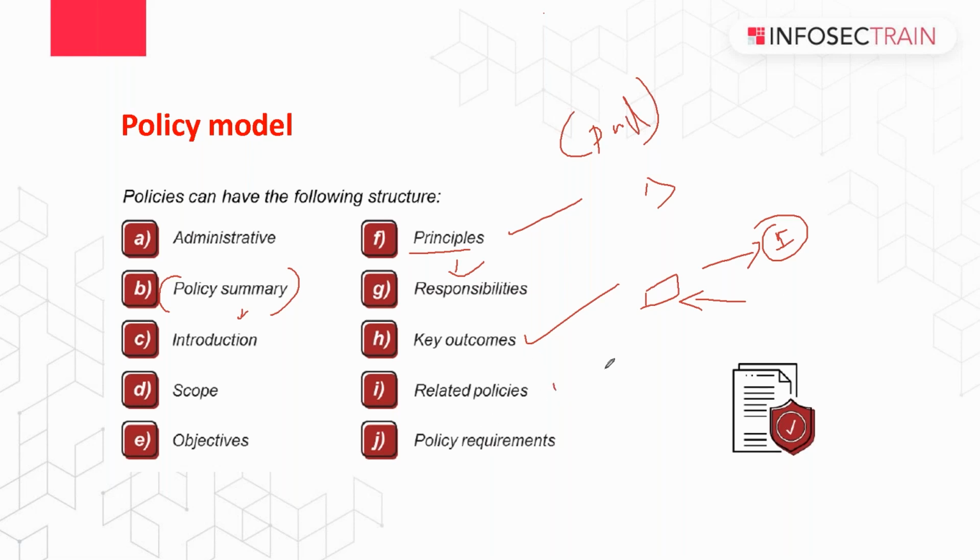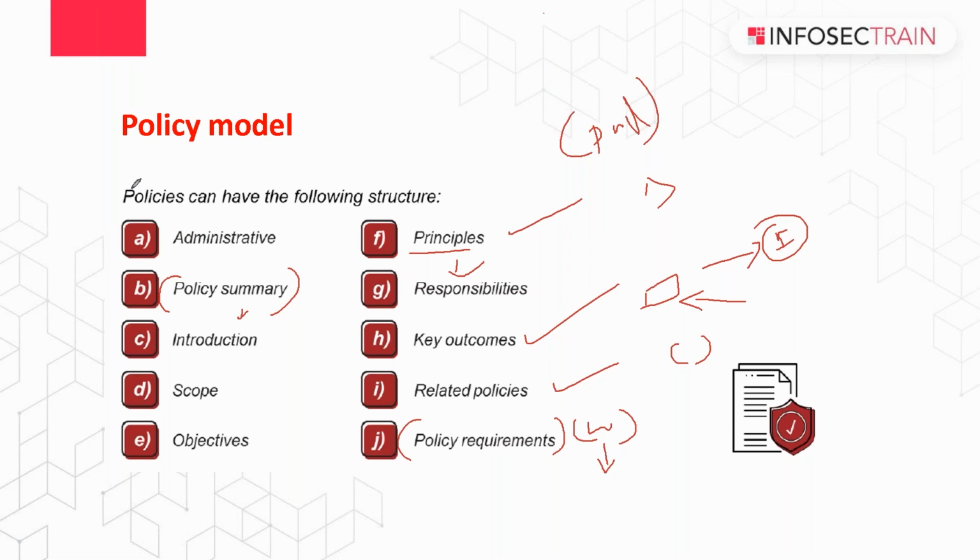Then we have your related policy. Is there any related or relevant policy that meets the same objective? Provide additional detail about those topics. And at the end of the day, the last is your policy requirement. Why do we require this policy? What is the reason behind this? Give us a description, a detailed information about the requirement.